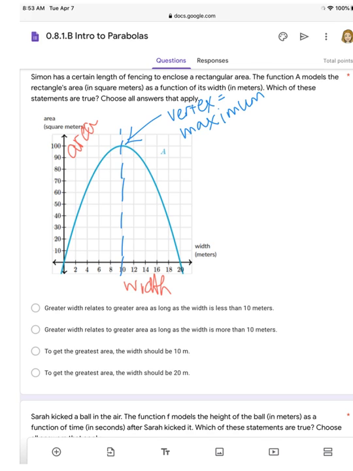So if we think about what's happening in this question, we can say that the larger the width, the larger the area, as long as we're talking about this side of the graph. So I think the answer here is going to be number 1, or the first choice, I should say.